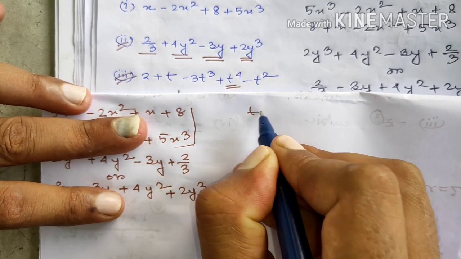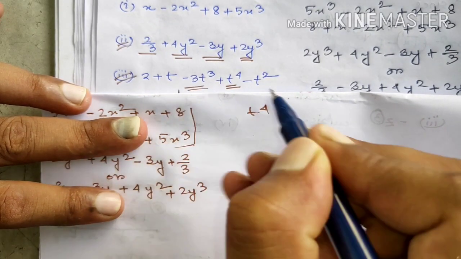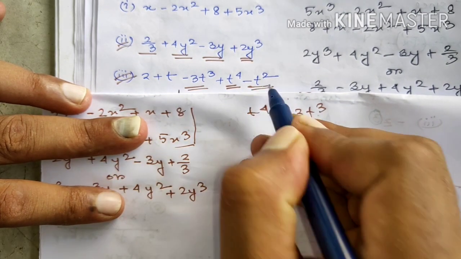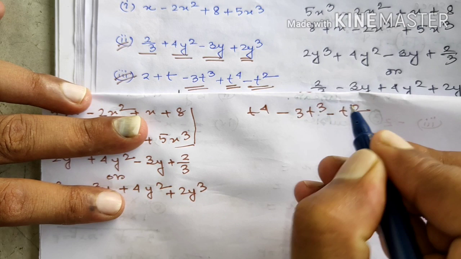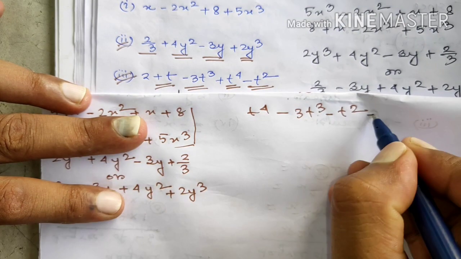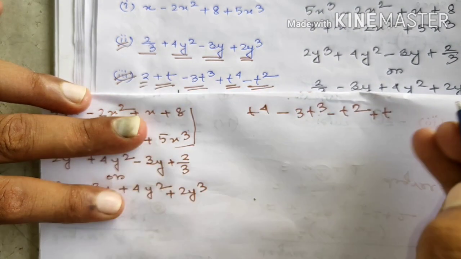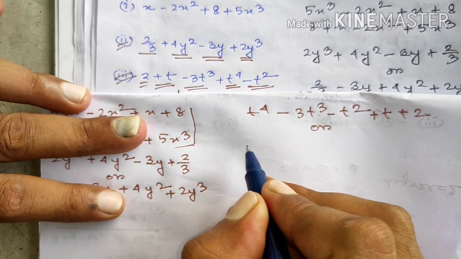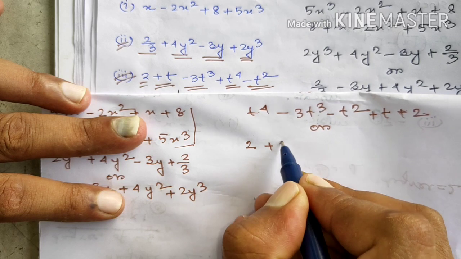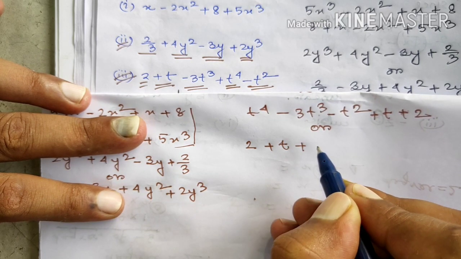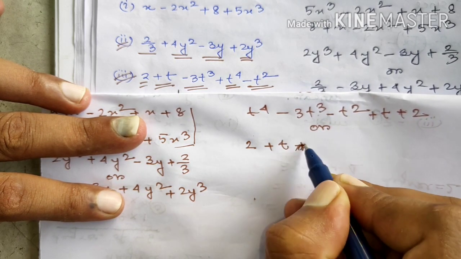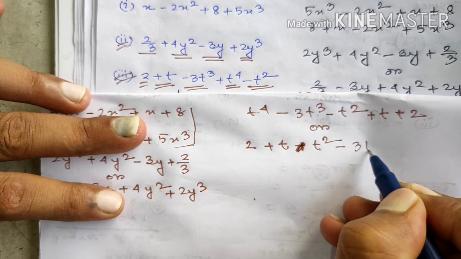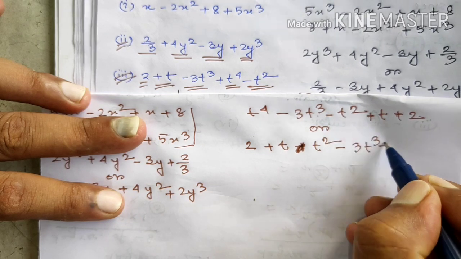For the third, t to the power 4 minus 3t cube minus t square plus t plus 2, or descending 2 plus t minus t square minus 3t cube plus t to the power 4.